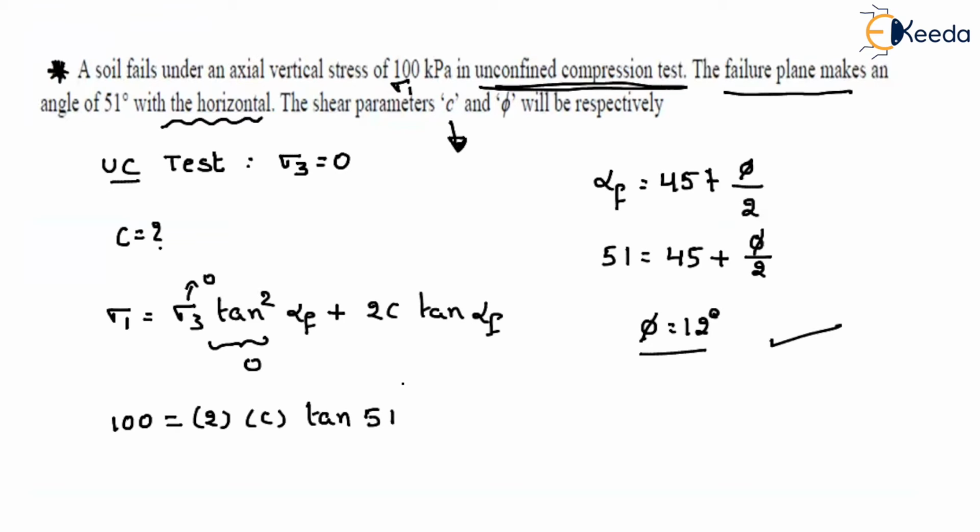So here also it is a direct formula oriented question. Previously we discussed the direct shear, and this problem is related to the unconfined compression test. If you solve this, we'll get that your cohesion comes to around 40.5 kilopascal. Right? Now move on to the next question.